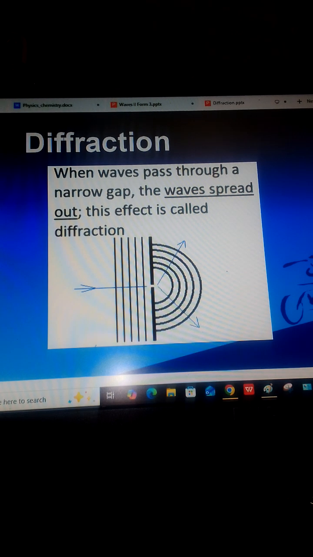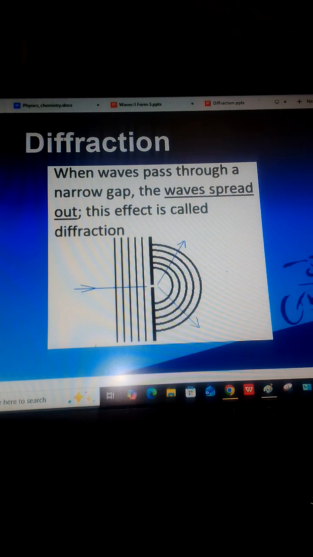Like in this diagram, these are the waves. When they reach here, they encounter this gap, a kind of slit. So when they come out, they spread out. Right? That effect is called diffraction. Okay? Diffraction depends on how the width of the gap compares to the wavelength of the waves. The wavelength is unchanged after diffraction.